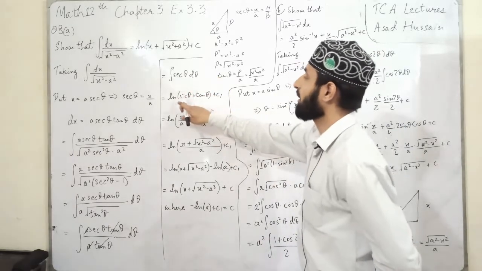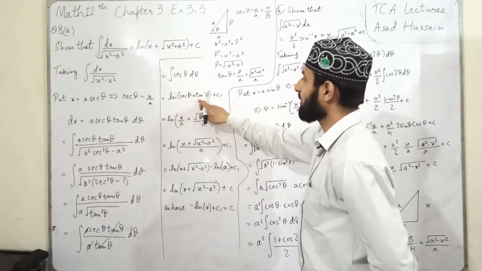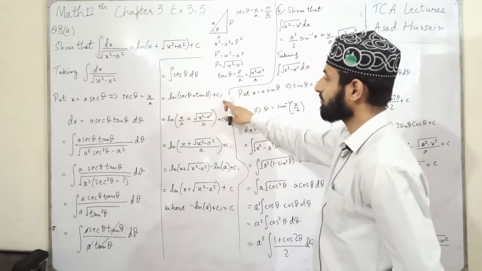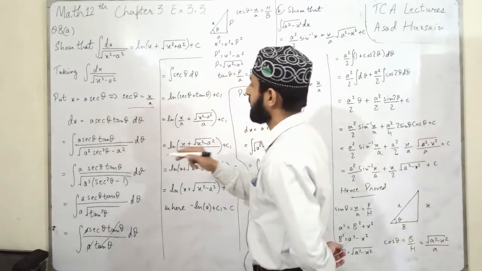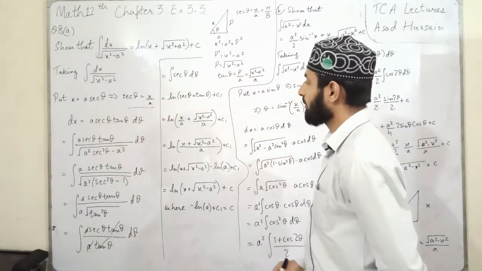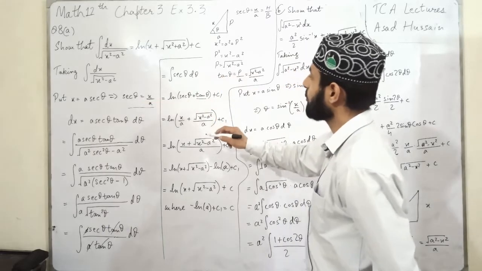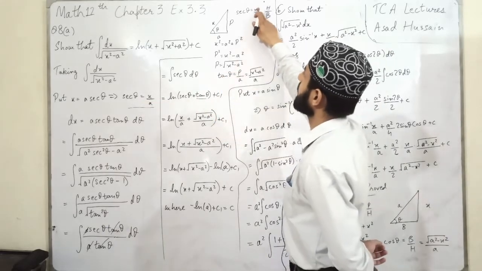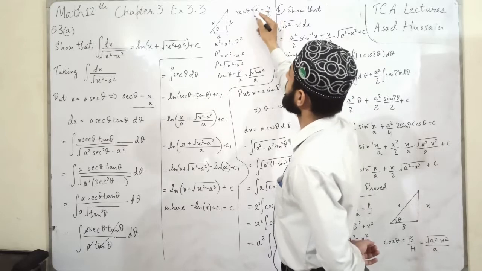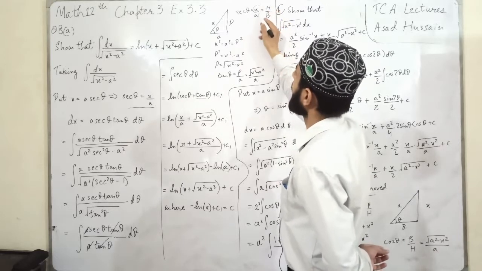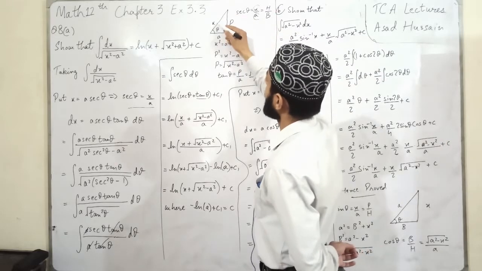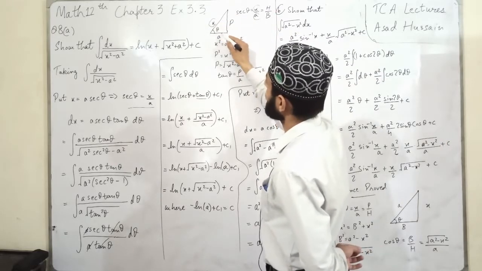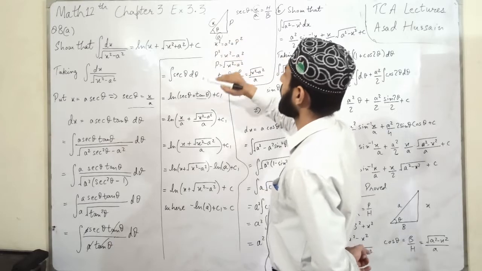Taking the integral, we get ln(secant theta + tan theta) + c1. Now putting the values, as we know that secant theta is equal to x over a. Now for tan theta, we know that secant theta is equal to x over a, where x is the value of hypotenuse and a is the value of base. So constructing a triangle, we get hypotenuse x and base a. For perpendicular, we don't know.